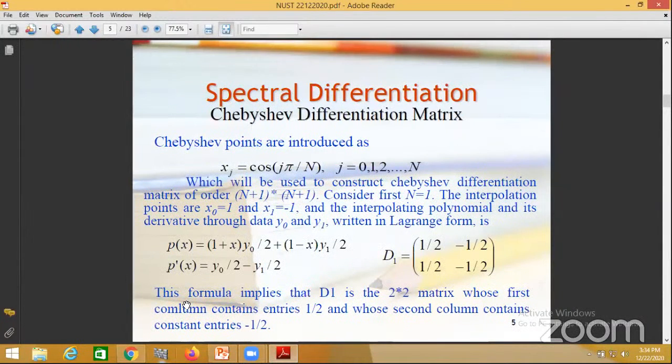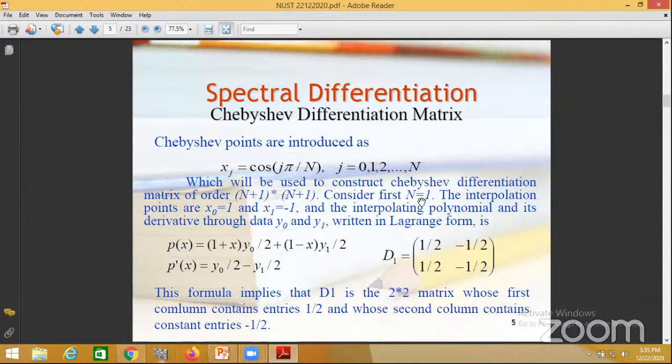The method which I'm going to explain is actually the Chebyshev based spectral method. First we need to define some Chebyshev points, like xj defined by cos of j pi by n for j equal to 0, 1, 2 up to n, which will be used to construct the Chebyshev differentiation matrix. Now, first I'll explain how the differentiation matrix can be made in the spectral method. For this, spectral differentiation is being explained, which will be used to construct the Chebyshev differentiation matrix of order n plus 1 by n plus 1.